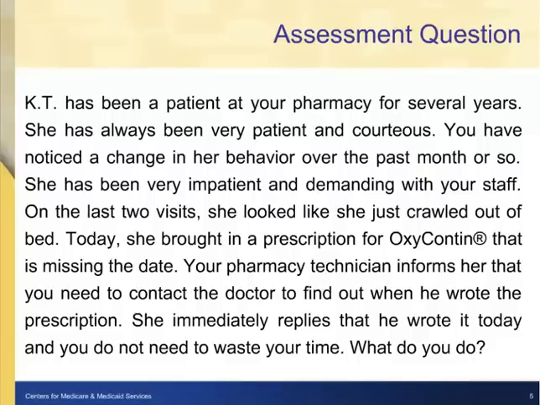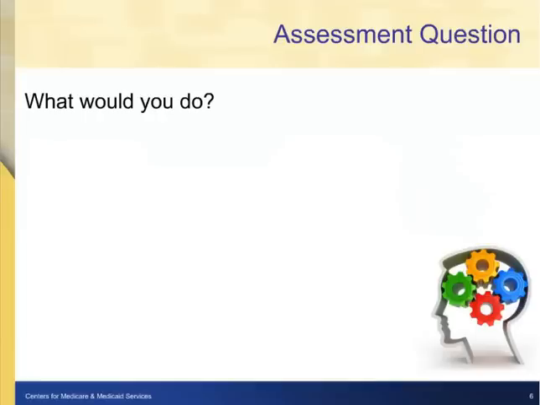Katie has been a patient at your pharmacy for several years. She has always been very patient and courteous. You've noticed a change in her behavior over the past month or so. She's been very impatient and demanding with your staff. On the last 2 visits, she looked like she just crawled out of bed. Today, she brought in a prescription for OxyContin that is missing the date. Your pharmacy technician informs her that you'll need to contact the doctor to find out when he wrote the prescription. She immediately replies that he wrote it today and you do not need to waste your time. What do you do? What would you do?